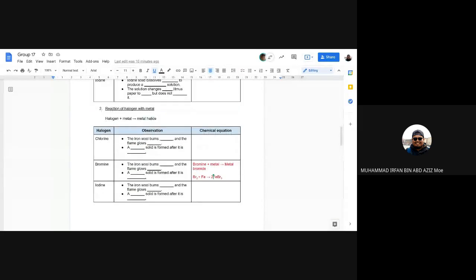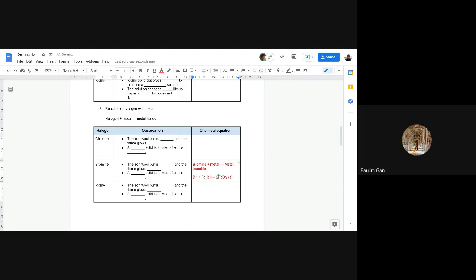Kita akan pergi how to write the chemical equation for number 3 ni. Okay, basically just write. Don't forget to put the state of matter. Okay, if Br is solid, S for solid, Fe solid.